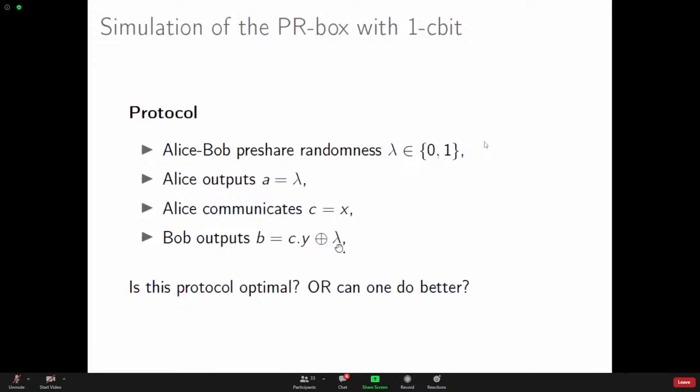And then for Bob, it is easy to answer B in this way. So when C is, for example, 0 and Y is 0, or C is 0 and Y is 1, and 1 and 0, in all these cases, this product is 0. So Bob answered just with lambda. So in all these three cases, he will be perfectly correlated with Alice's bit. And when C is 1 and Y is also 1, he has to just flip his bit. So basically this becomes 1 and lambda is flipped.